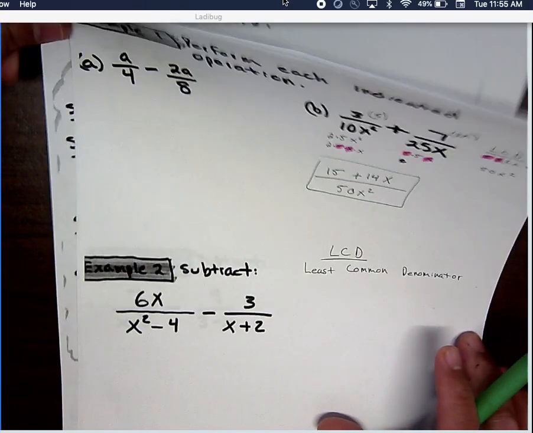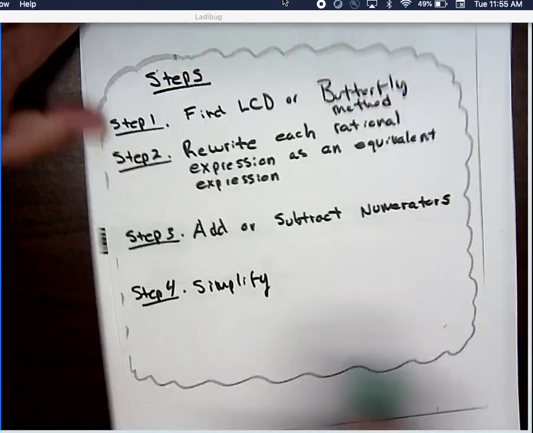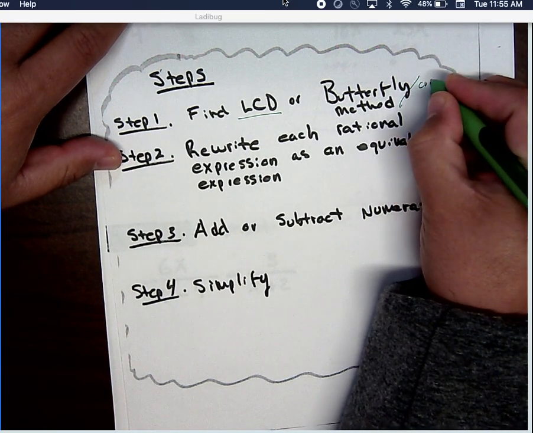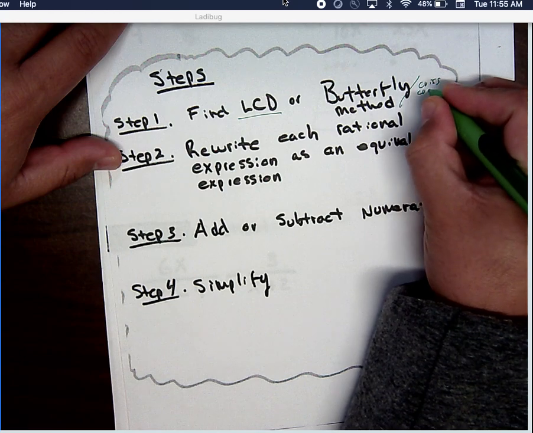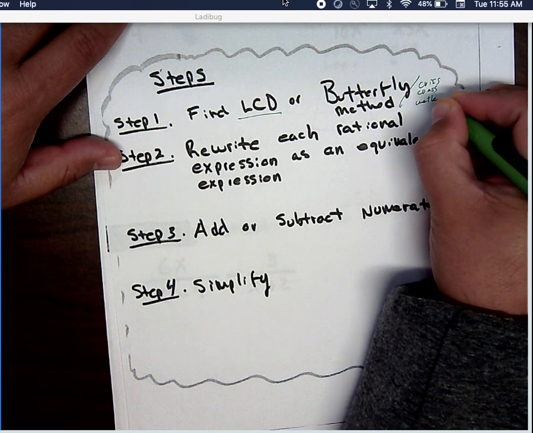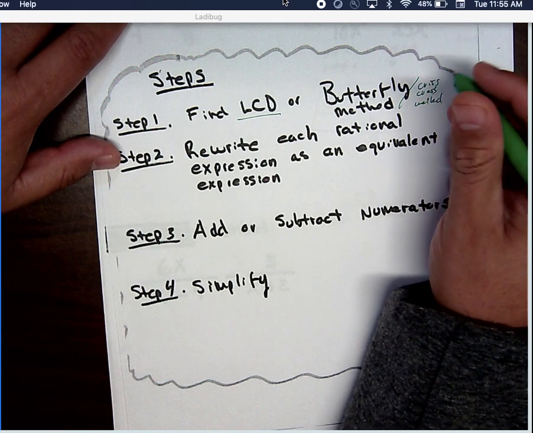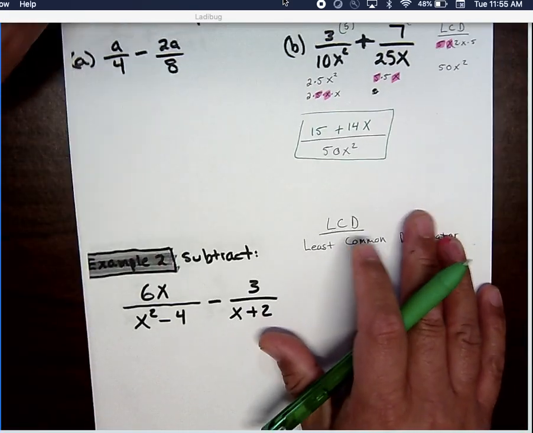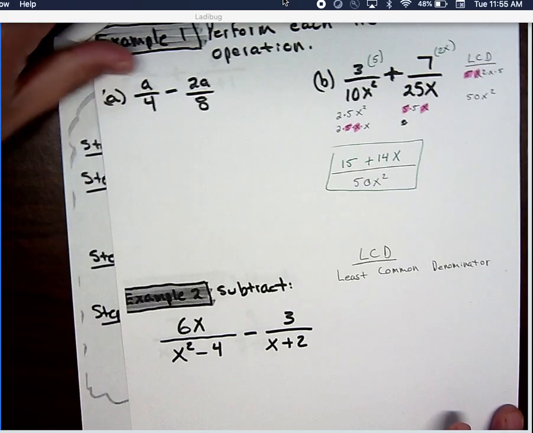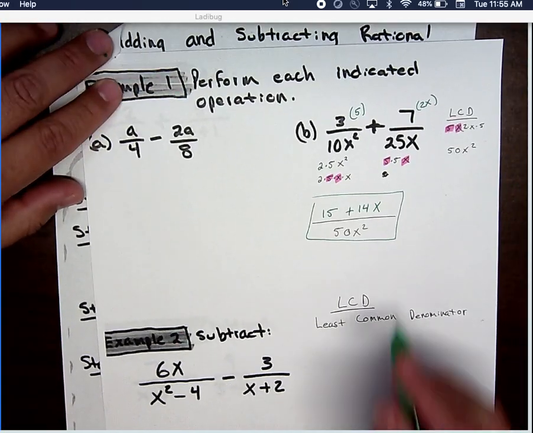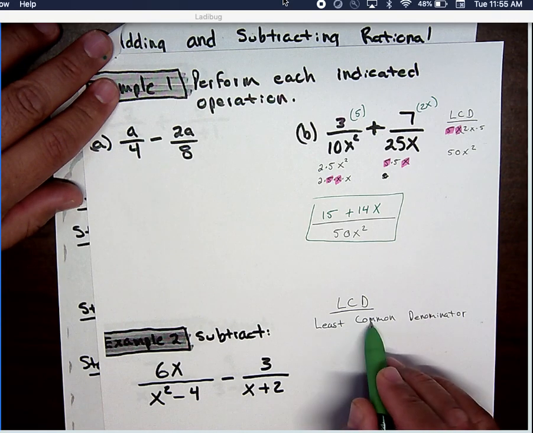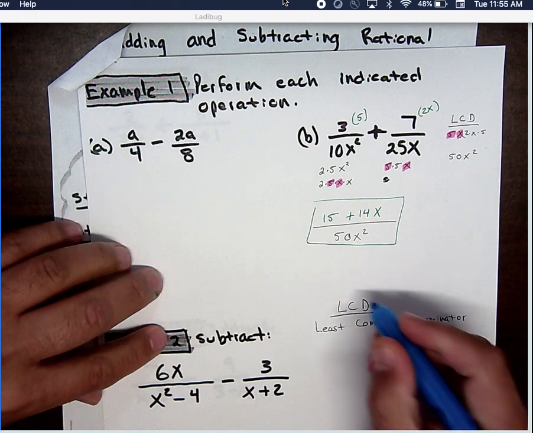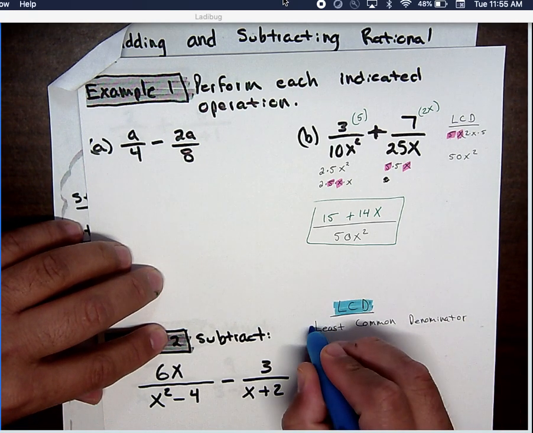Okay, students, I'm gonna do the same note using the LCD because I noticed when you do the butterfly or the crisscross methods, you can complicate things algebraically. So let's do the LCD so you can have both videos. I created both videos. See, the LCD means least common denominator. That's what the LCD means.